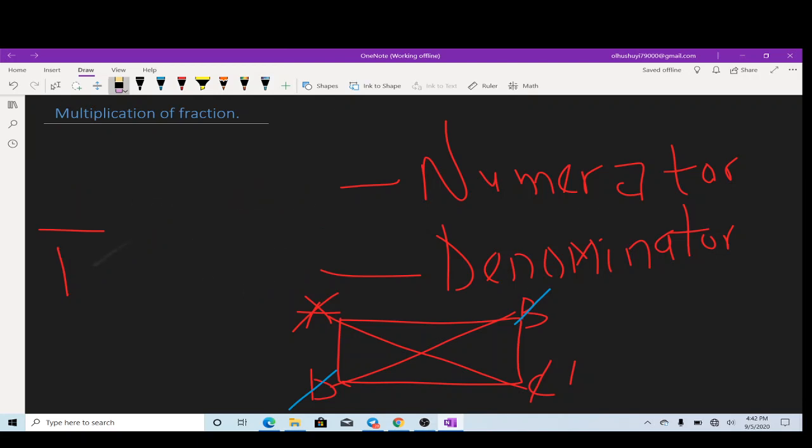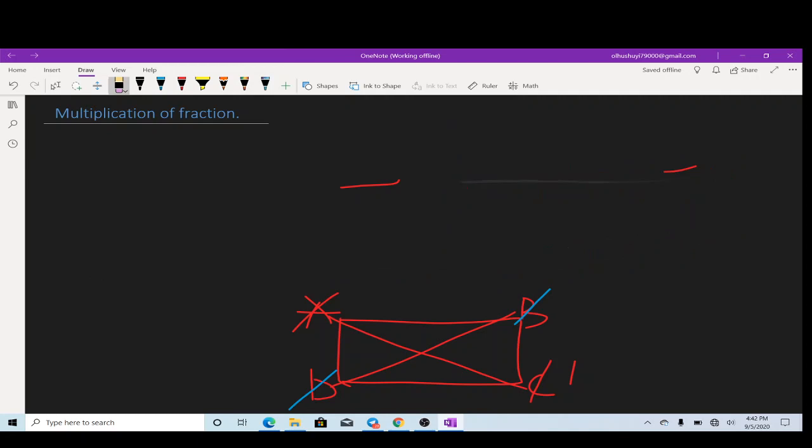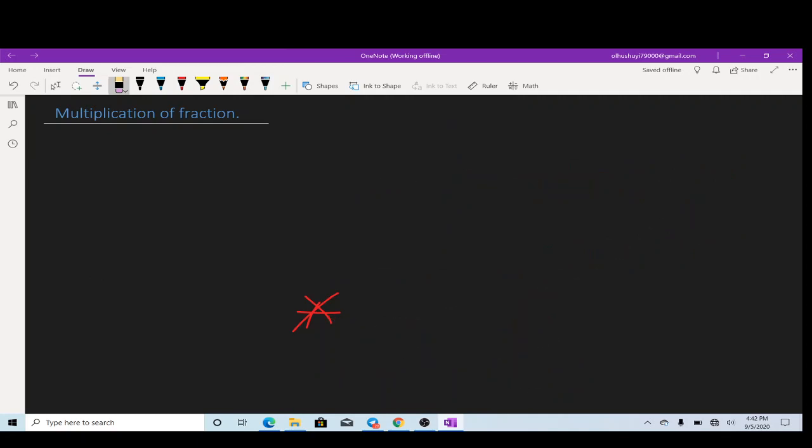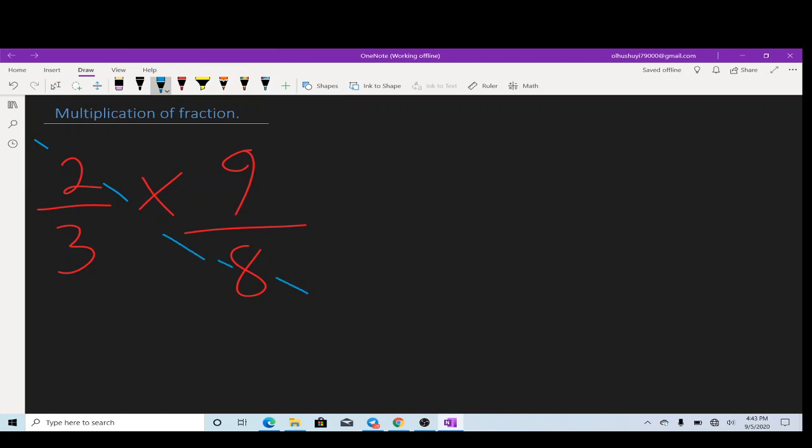So let me give you an example. You have 2 upon 3 times 9 upon 8. What do we do? Diagonally, let me indicate this. This is the diagonal. Can you see that? So we can cut them diagonally, which means 2 and 8 you can break down, then 9 and 3 you can break down. Yes, that's the first method.